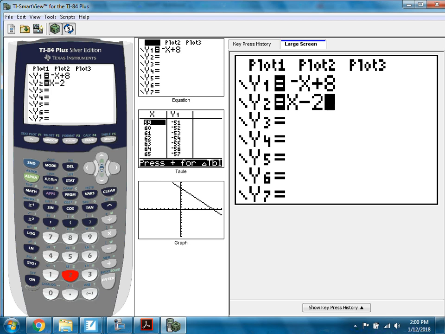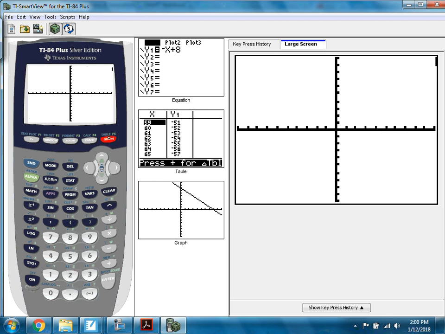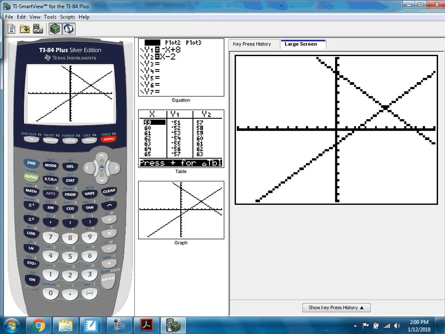All right, so once you have your two equations entered, what do you do to see the graph? Hit graph. Okay, so there are a few ways.